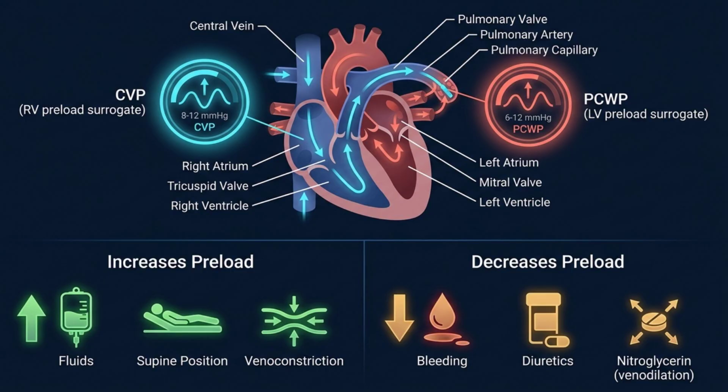Clinically, we estimate preload using surrogates: central venous pressure for the right ventricle, pulmonary capillary wedge pressure for the left ventricle. Anything that increases venous return, fluids, lying supine, venoconstriction, increases preload. Anything that decreases venous return, bleeding, diuretics, vasodilators like nitroglycerin, decreases preload.